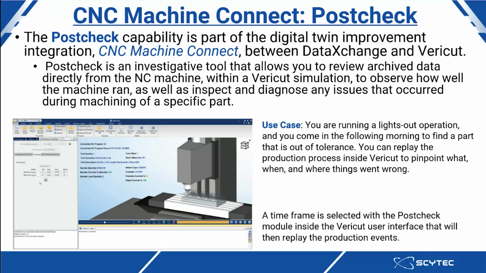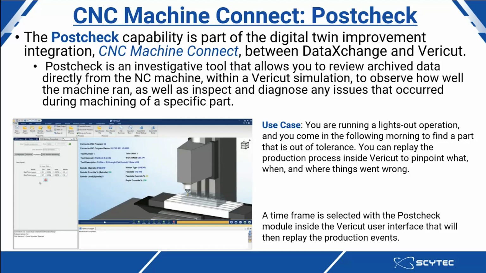PostCheck is one of 3 different modules inside of CNC Machine Connect, and PostCheck is an investigative tool that allows you to review archived data directly from the NC machine within a Vericut simulation to observe how well the machine ran, as well as inspect and diagnose any issues that occurred during machining of a specific part. So if you look at that screenshot, a time frame is selected within the post-check module inside the Vericut user interface that will then replay the production events.